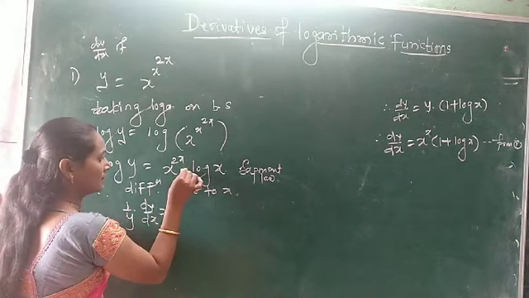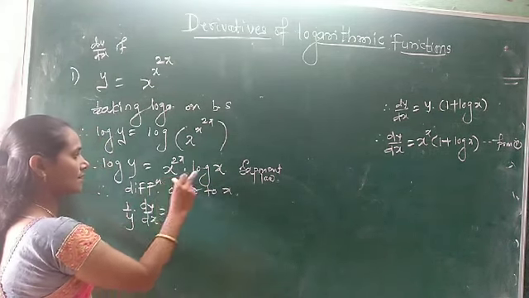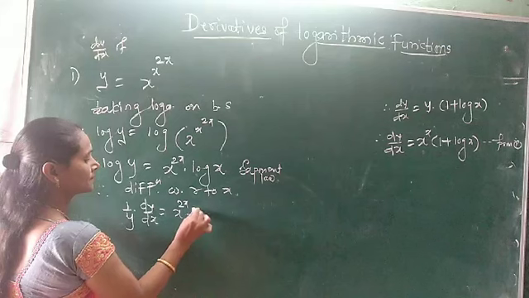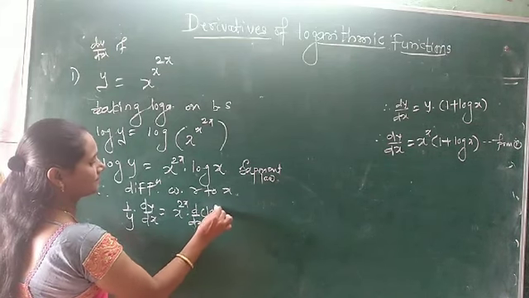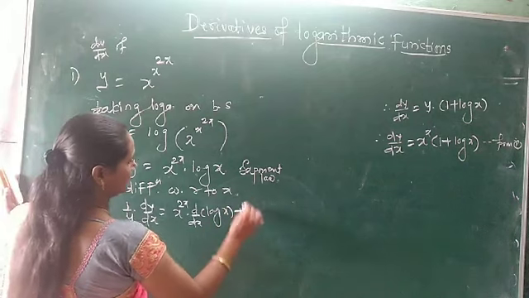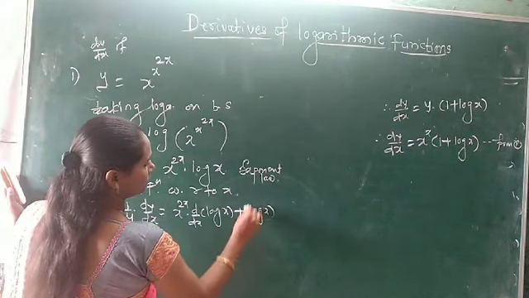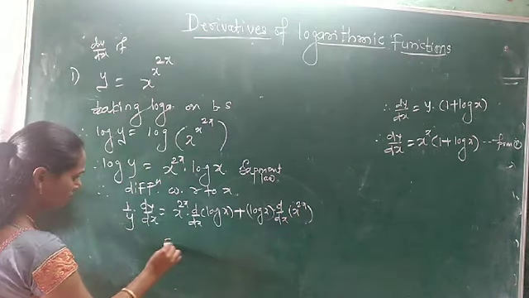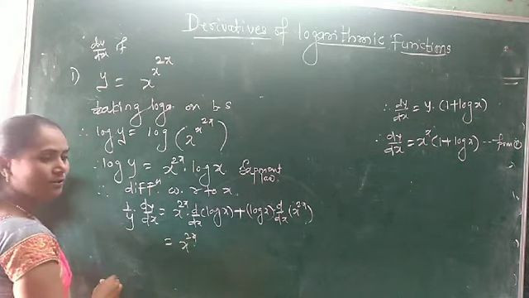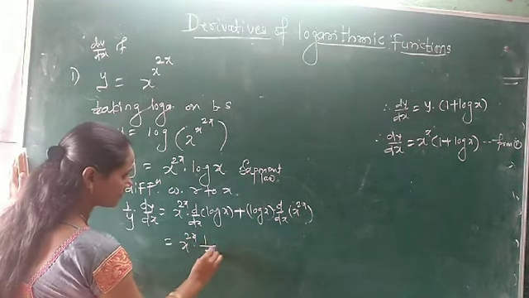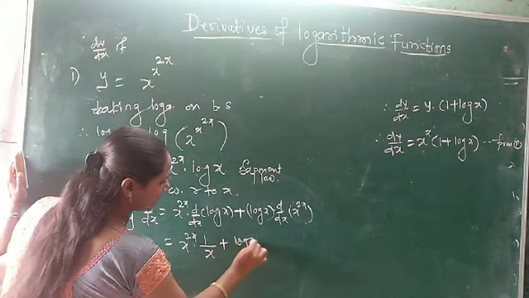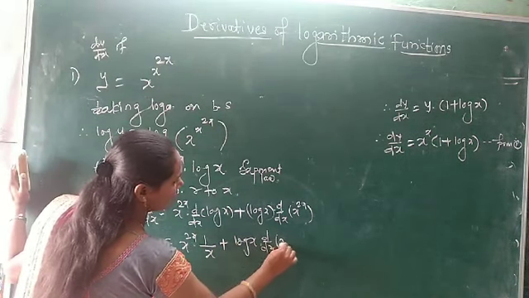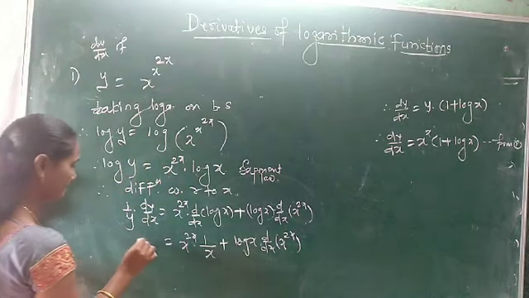Now again there are two functions, x raised to 2x and the second one is log x. So again we have to use the product rule. Keep the first function as it is into derivative of log x, plus log x as it is into derivative of the first, that is x raised to 2x. Now this x raised to 2x as it is into the derivative of log x, which is 1 upon x, plus keep this log x as it is into the derivative of this term, d by dx of x raised to 2x.